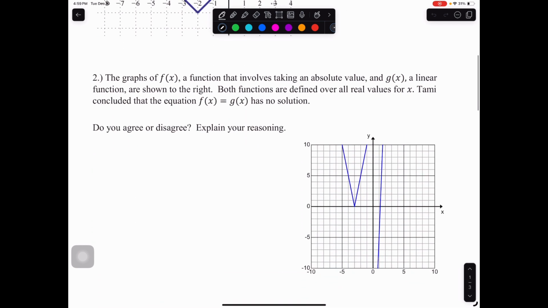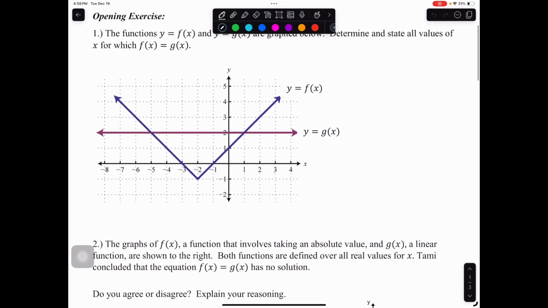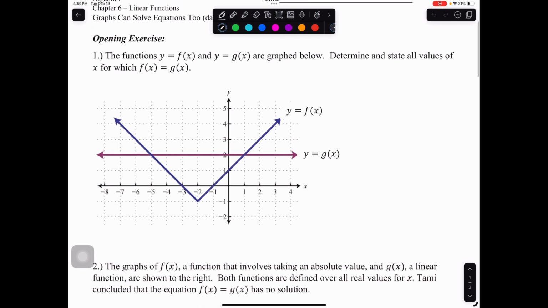And then in number 2, the graphs of f of x, a function that involves taking an absolute value, and g of x, a linear function, are shown to the right. So it's kind of down towards the bottom corner. Both functions are defined over all real values for x. Tammy concluded that the equation f of x equals g of x has no solution. Do you agree or disagree? Explain your reasoning. So at this time, I'd like you to pause the video and try the opening exercise questions on your own, and then resume the video to go over your answers.